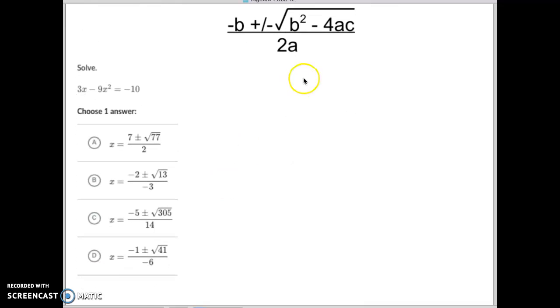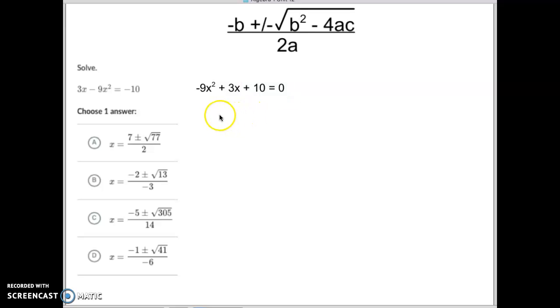Okay. So again, here's your quadratic formula. Here is our problem. And again, this is not in standard form. So we need to make it in standard form. First of all, it's got to equal 0. So let's move this one. And this has got to be our lead term. So we're going to rewrite this. We've got negative 9x squared. We've got a positive 3x because this is a positive 3x. And then we added 10 to both sides to get this side equal to 0.